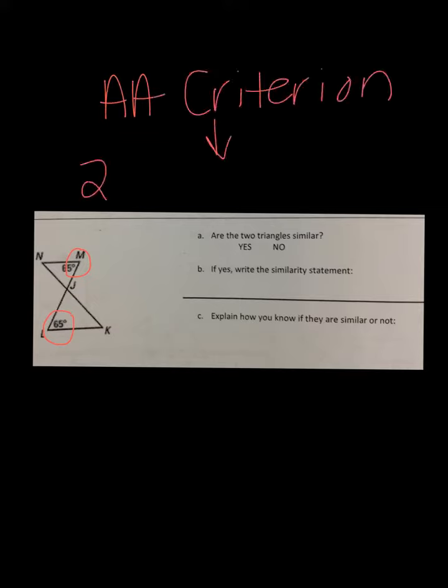Okay, so in problem 6, I have two triangles that I need to find out if they are similar. What I see is one triangle with an angle of 65 degrees and another triangle with an angle of 65 degrees. I know that my AA criterion tells me that I need at least two angles that are congruent, but I only have one.